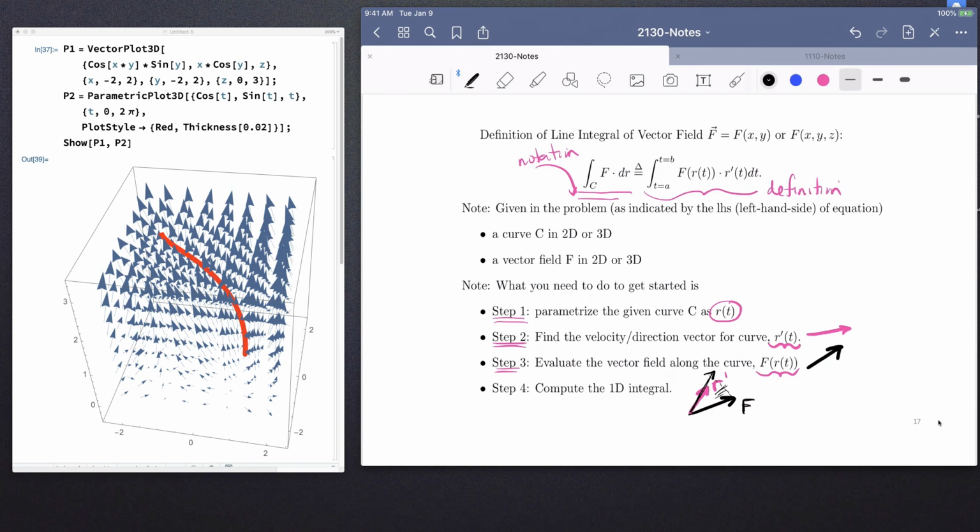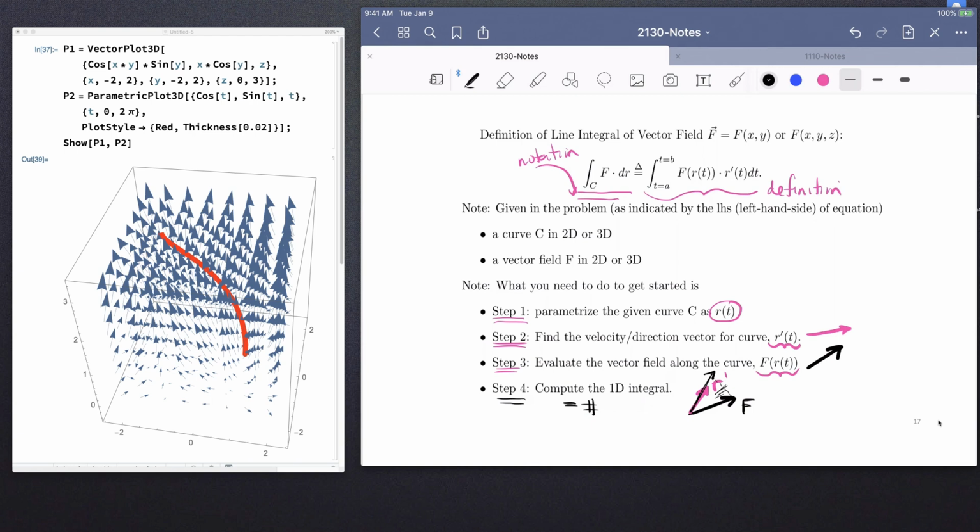So that's what we're going to do in step 4: compute this integral by doing a dot product to project the force in the direction of motion, and then add up the contribution of that force over a given distance. The resulting number is the amount of work done by that force in moving a particle in the given direction of the curve.